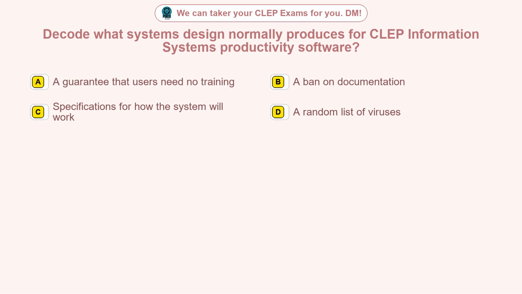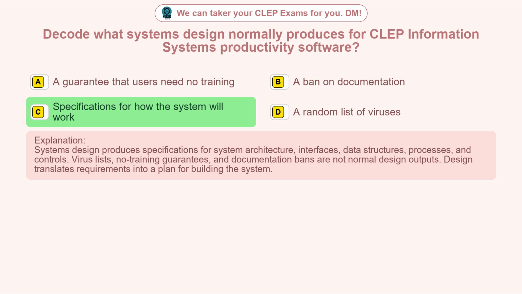Option A. A guarantee that users need no training. Option B. A ban on documentation. Option C. Specifications for how the system will work. Option D. A random list of viruses. The correct answer is Option C. Specifications for how the system will work.